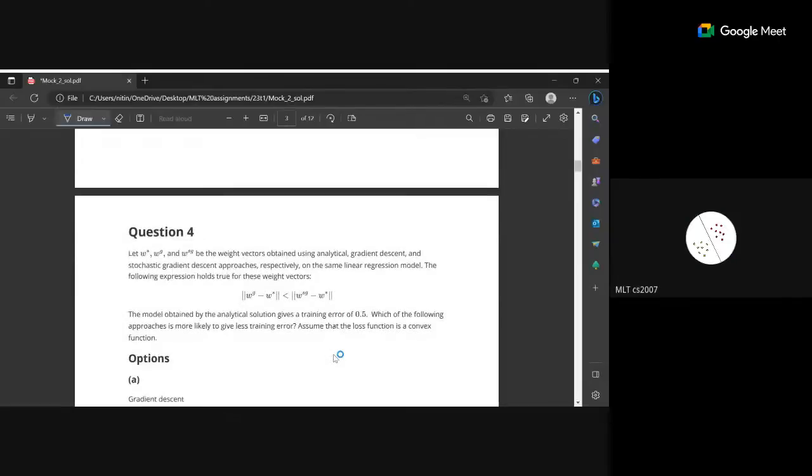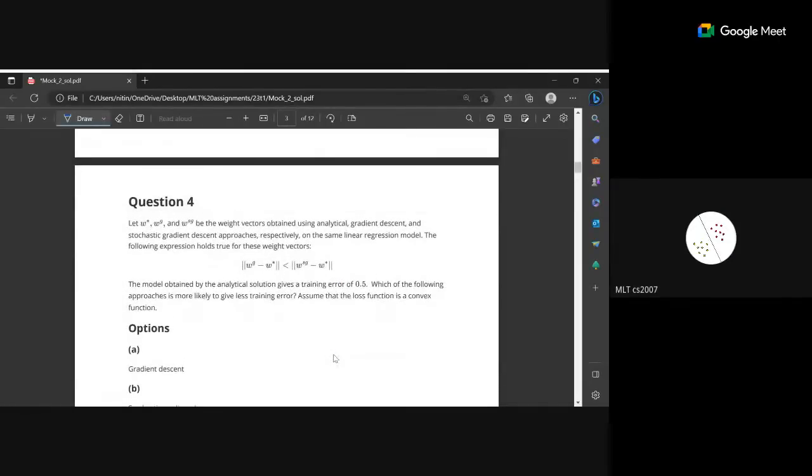Got it, sir. Yeah, we can move to the next question. In the next question, you have been given three solutions of the same linear regression problem. W star is the analytical solution, the normal equation solution. WG is the gradient descent solution, and the WSG is the stochastic gradient descent solution.